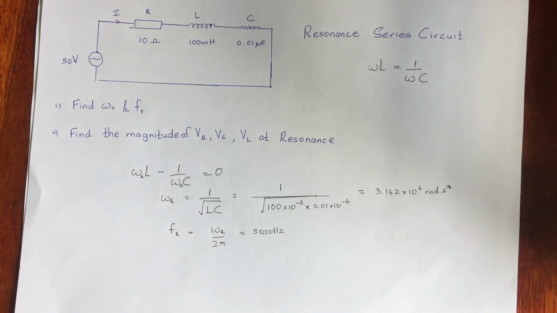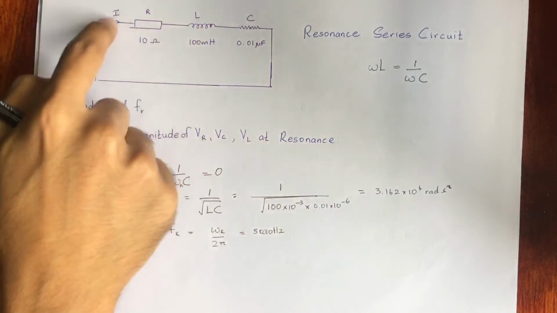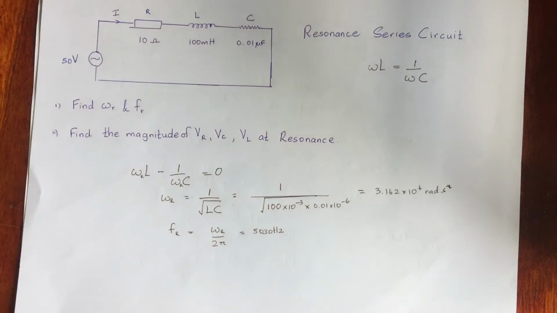The first part is, since we don't know the current value, we need to find the total impedance of this part, these three elements in series.